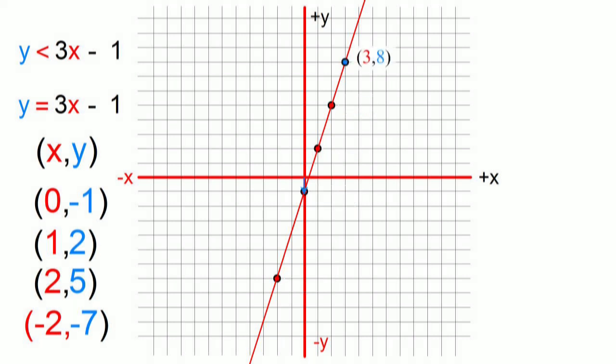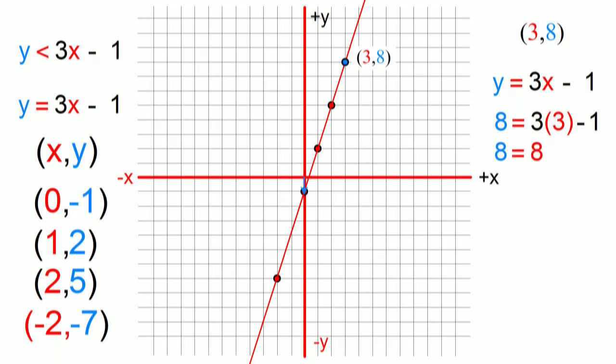It looks like the point (3, 8) is on the line, so let's check to see if it is. I plug in 8 for y and 3 for x. I just have to make sure that the left side stays equal to the right side for that specific point. The left side is 8, and if I do the arithmetic on the right side, 3 times 3 is 9, and 9 minus 1 is 8. So the point (3, 8) is part of the line.